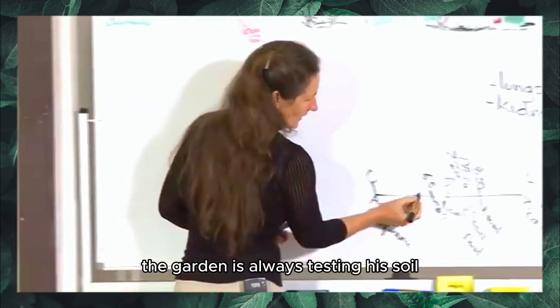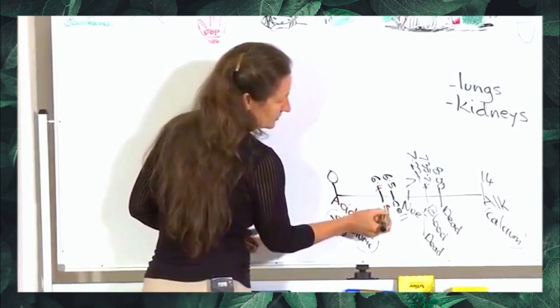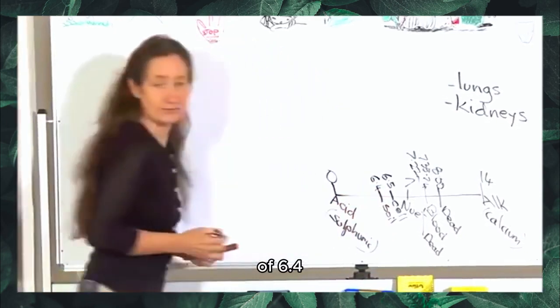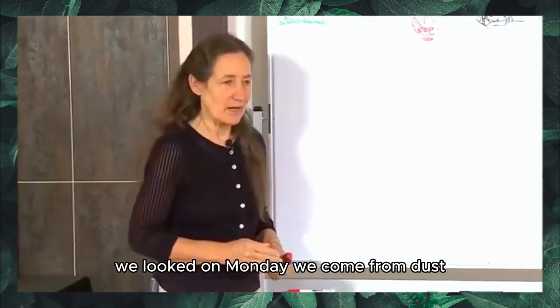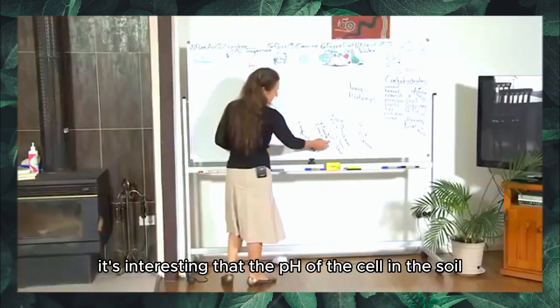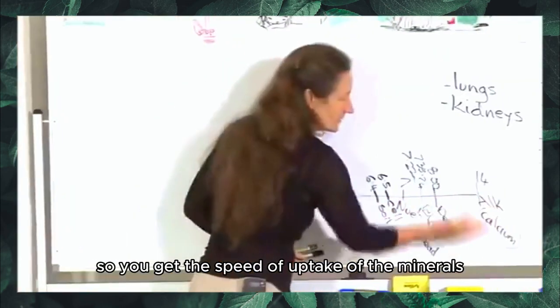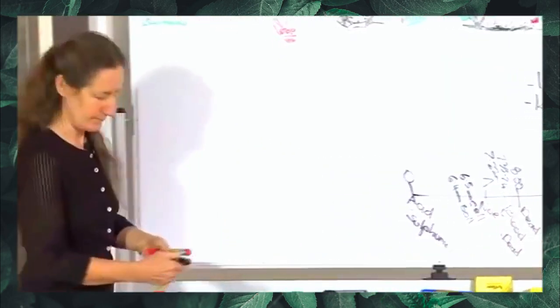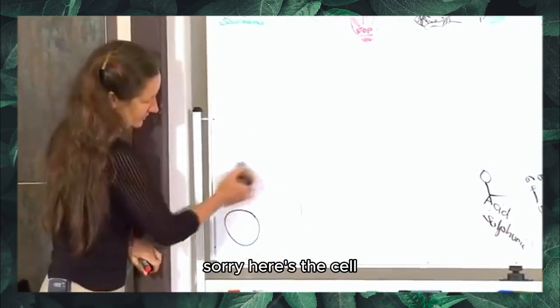The gardener's always testing his soil, and he aims for a pH of 6.4. We looked on Monday. We come from dust, we go back to dust. We're dust. It's interesting that the pH of the cell and the soil are very similar. Slightly acid, so you get the speed of uptake of the minerals.